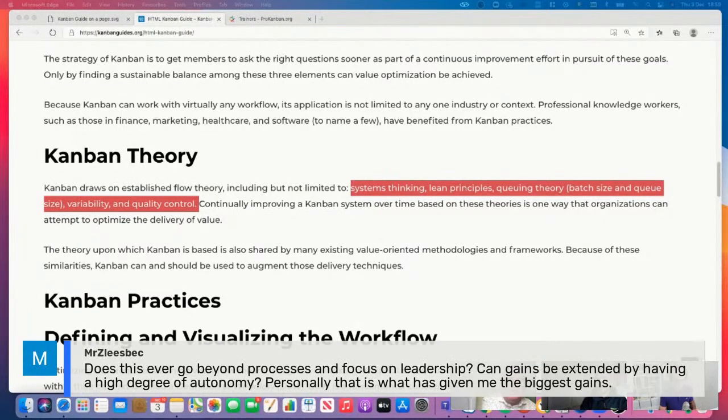Then we've got another comment from Mr. Zliebek. I hope I pronounced your name properly. Does this ever go beyond processes and focus on leadership? Can gains be extended by having a high degree of autonomy? Personally, that is what has given me the greatest gains. I can say that one of the things that I tried to do is educate leaders on the flow analytics and see the impact of what's going on. Andy, what have you tried?